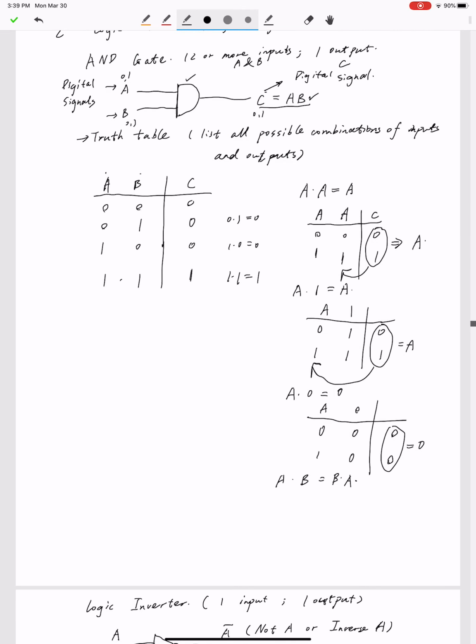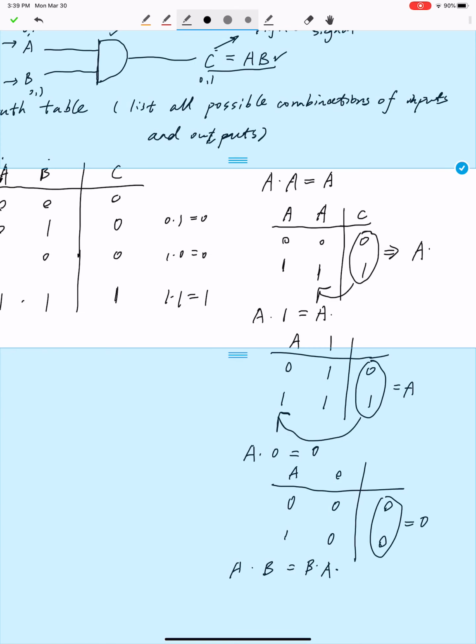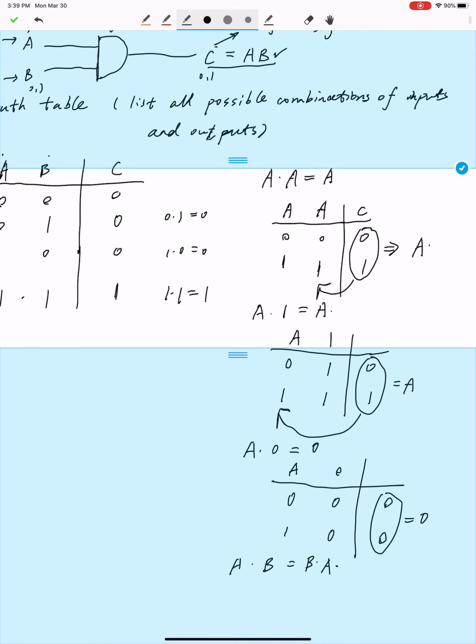And here I give some experience formulas for the logical AND gate. What's the value of A times A? To figure that out, we can draw a truth table. This truth table only has two rows because there are only two possible values for input A. A could be 0 or 1. Since both inputs are A, we have two A's here. In the first row, 0 times 0 is 0. 1 times 1 is 1, right? So the output is still A.